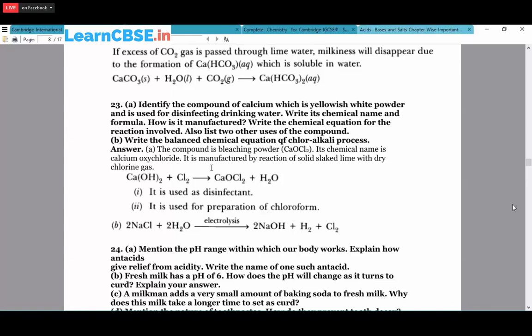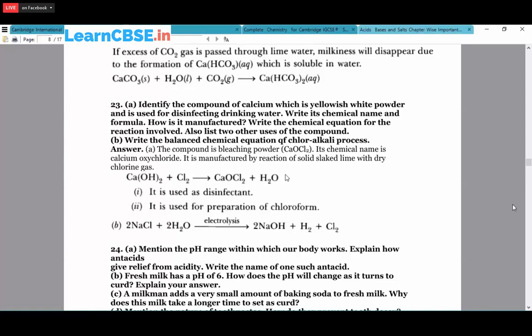So the compound is nothing but bleaching powder, CaOCl2. Its chemical name is calcium oxychloride. It is manufactured by the reaction of solid slaked lime with dry chlorine gas. The slaked lime formula is Ca(OH)2. When we pass the chlorine gas Cl2, we will get CaOCl2 plus water. It is used as a disinfectant and also for the preparation of chloroform.